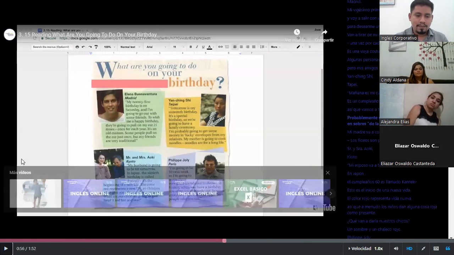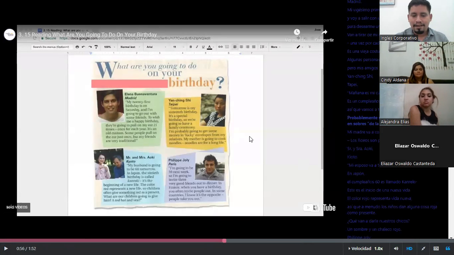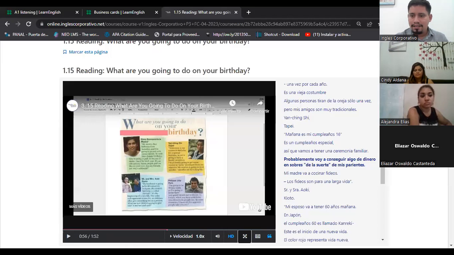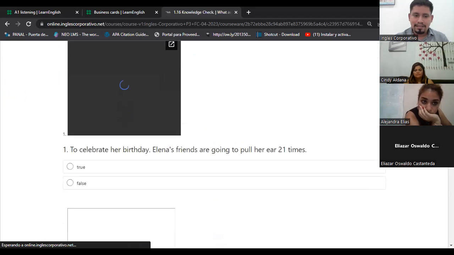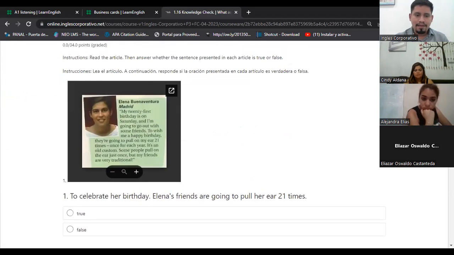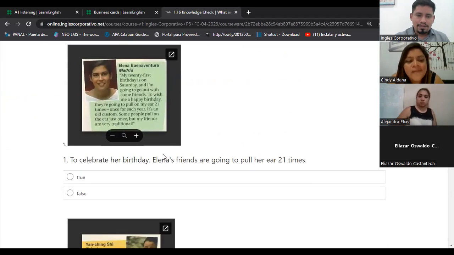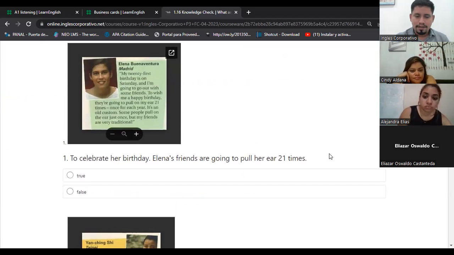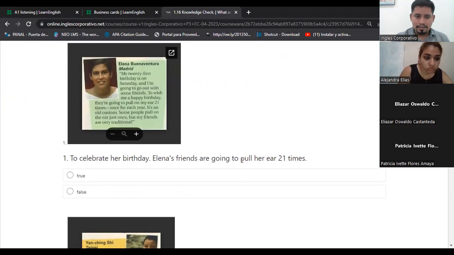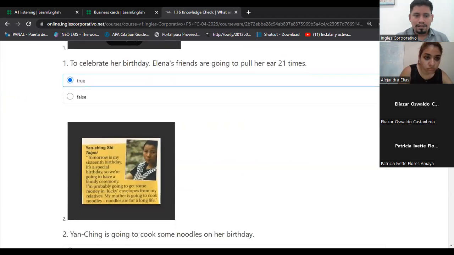Okay, look at this. We're going to check out this information in the next activity. Last one here. And we're going to solve the exercise here. Okay, the first one. It says, to celebrate her birthday, Elena's friends are going to pull her ear 21 times. Is it true or false, according to the information here? True. One check, true.